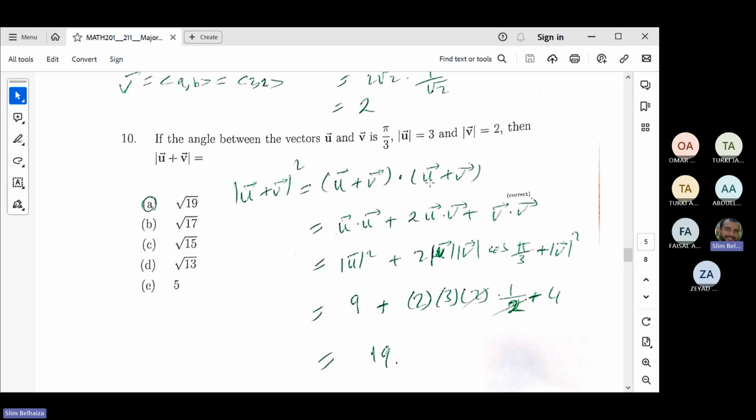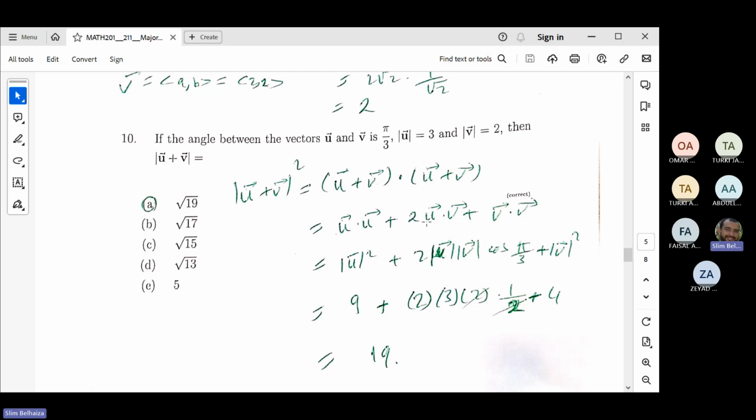And from now on, we're going to use the properties of the dot product, properties we explored during the lecture. We have distributivity here. So it's going to be u dot u. Immediately, u dot u, we know that's magnitude of u squared. We know this. Then we have u dot v, and we know how much is u dot v.